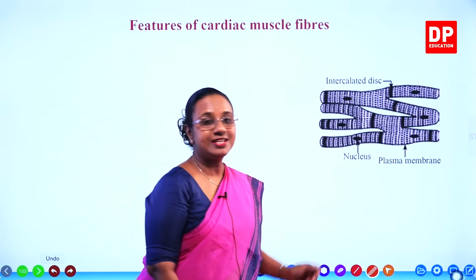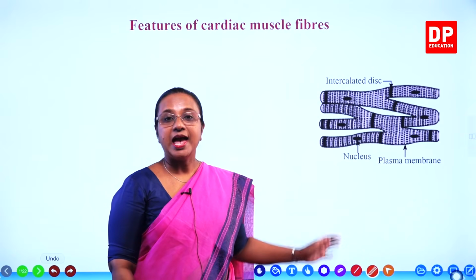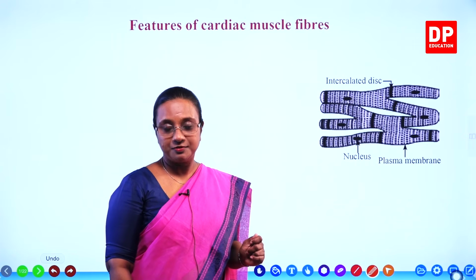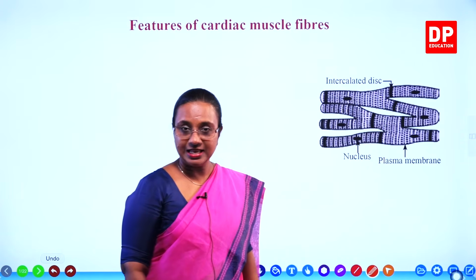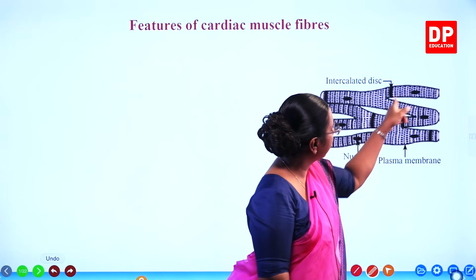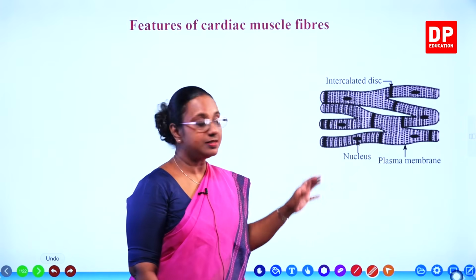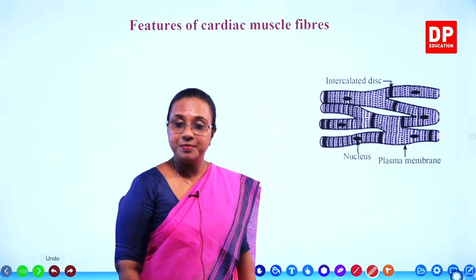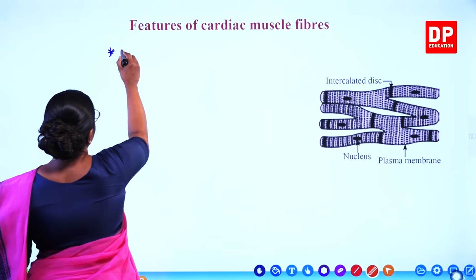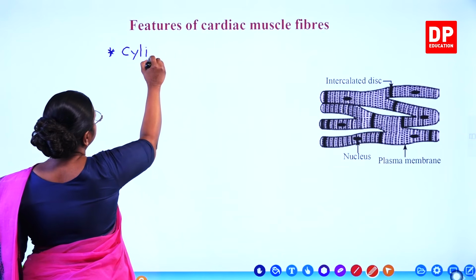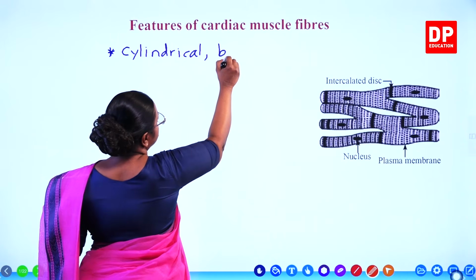So here you can see students a diagram of a cardiac muscle tissue and these are again made up of fibers. You can see the fibers are cylindrical in nature and also they have branches. Unlike the striated muscles, the cardiac muscles are branched. So the first feature, cylindrical, branched.